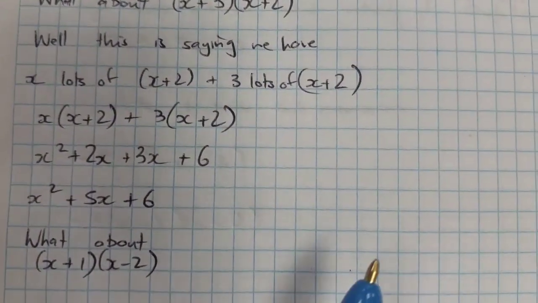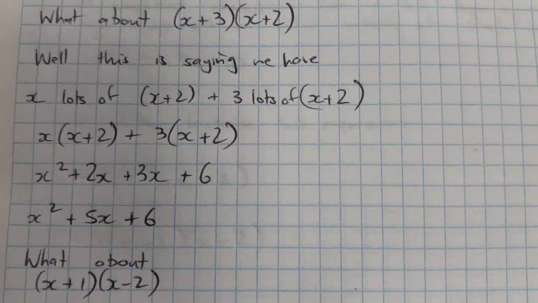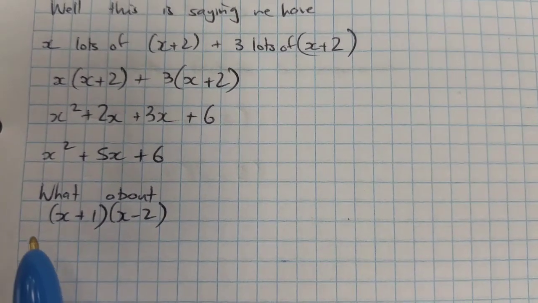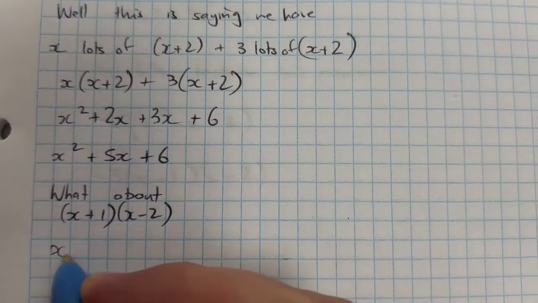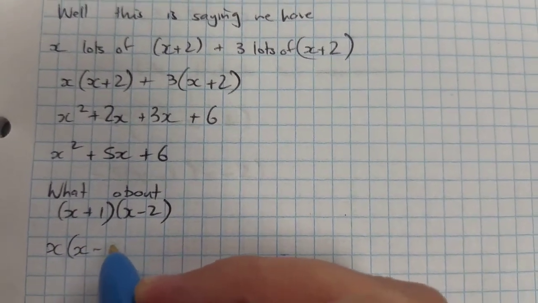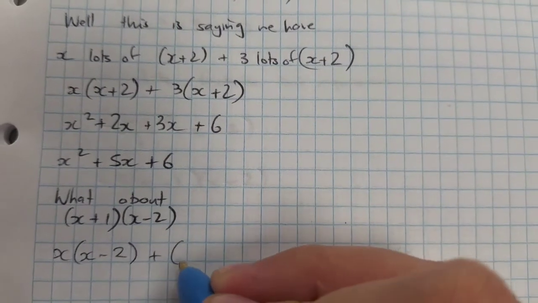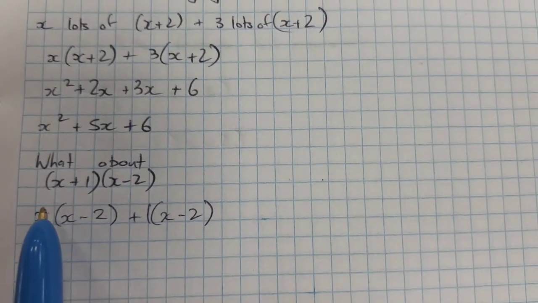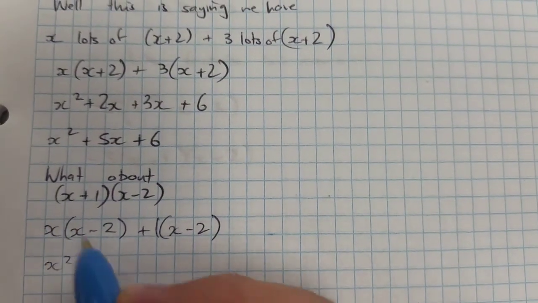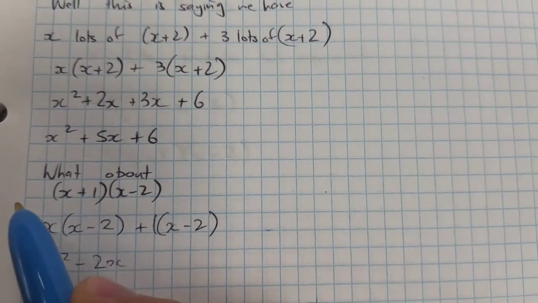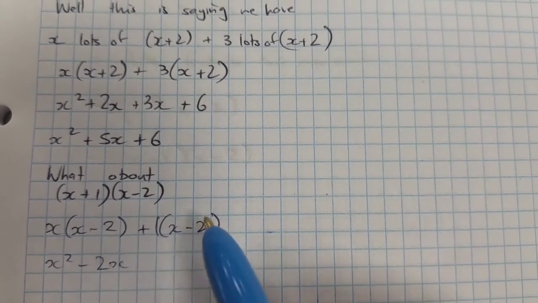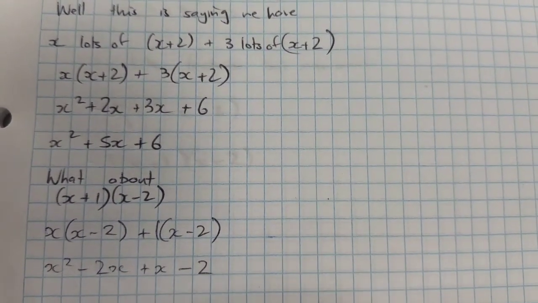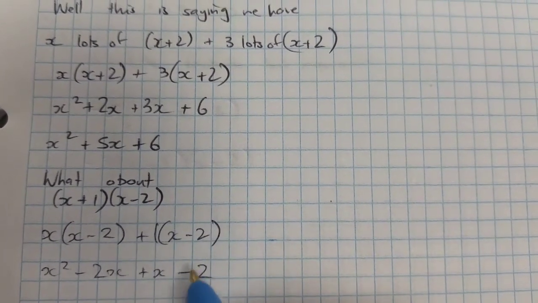What about something a little bit trickier, like bracket x plus 1 bracket x minus 2? So this is saying we've got x plus 1 lots of x take 2. Another way we could rewrite this is x lots of x take 2 plus 1 lot of x take 2. Going through the same procedure, we've got x lots of x, which is x squared, take 2x, which is the x times the negative 2, plus 1 lot of x, which is plus x, plus 1 lot of negative 2, which is take 2. Adding a negative is the same as subtracting 2.